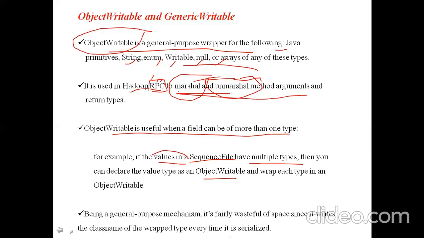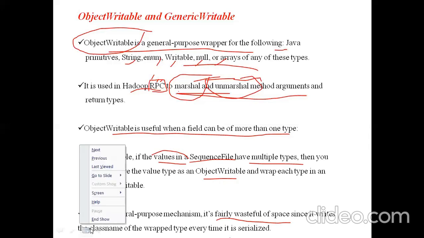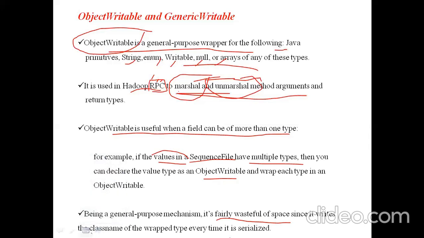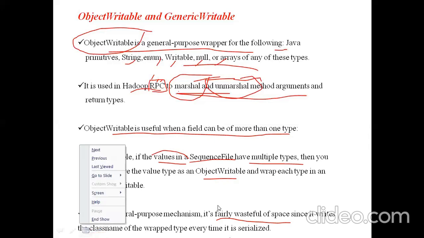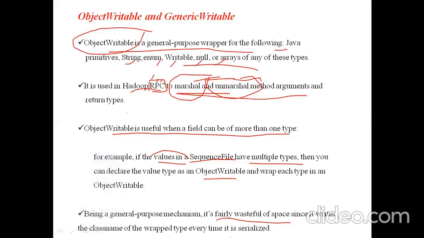But the drawback of using this object writable is wastage of memory. Space wastage will be there when we use the object writable. It will take more space. Why? Because for every data value, it must take the class name, and it accesses the data with the class name. That's why it consumes more space. That is the drawback of this object writable. This is briefly the object writable.